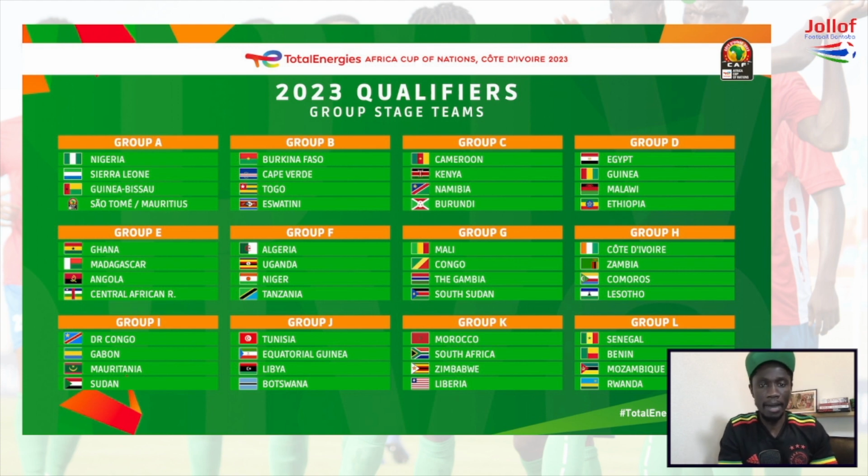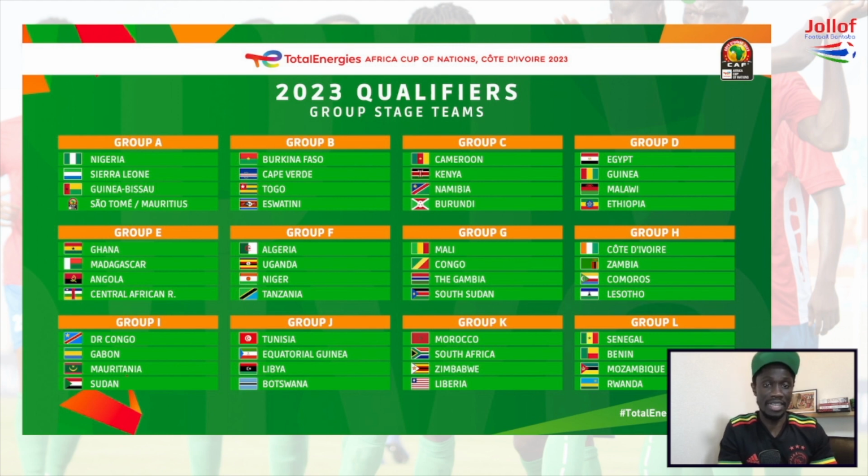And then Group B: Burkina Faso, Cape Verde, Togo, and Eswatini. Togo have been a bit disappointing lately. Burkina Faso are on the up. They went all the way to the semifinals in the African Cup of Nations recently, and this is the second time in the last two African Cup of Nations they went all the way to the semifinals. So they are a very solid team in Africa, and they are the favorites in this group.